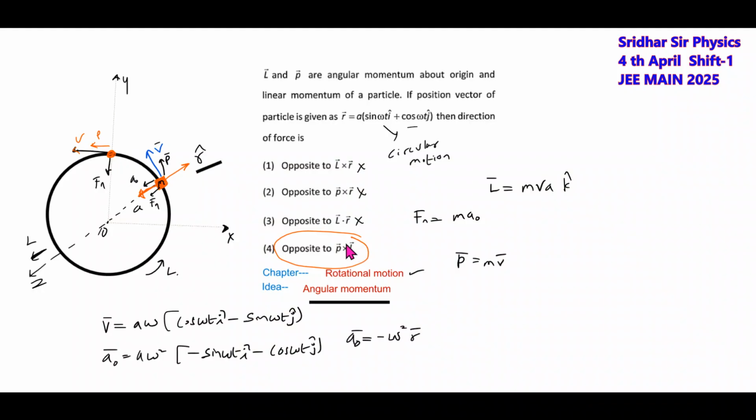Once again, I am putting it that one. The direction of velocity will be the direction of momentum. P bar is along negative X axis. L bar will be all the time along positive Z axis. So now it will be like minus I cap cross K cap. K cross I will be J, so it will be minus J. So fine, this will be opposite to P bar cross L bar.